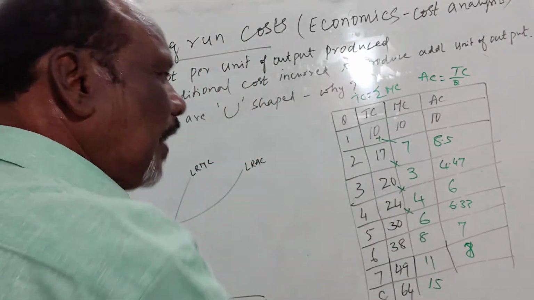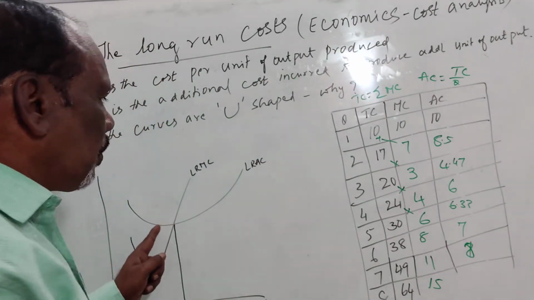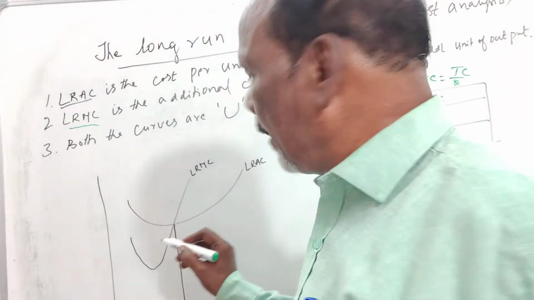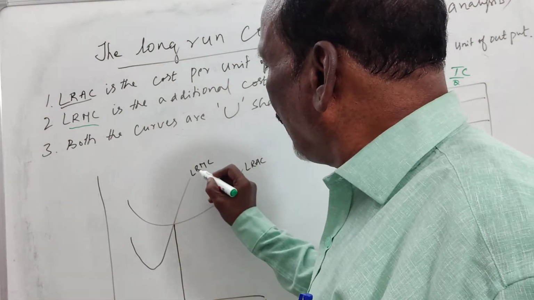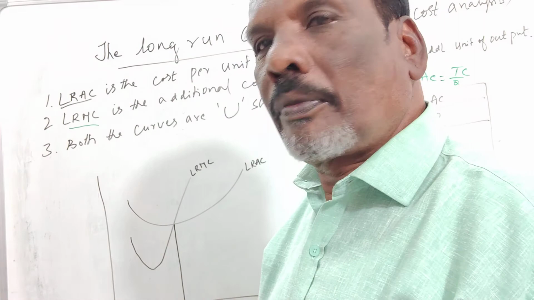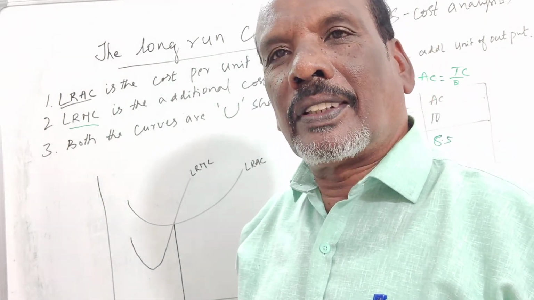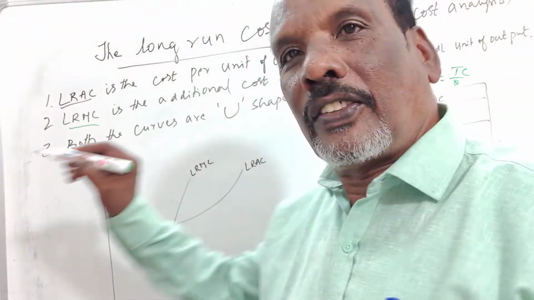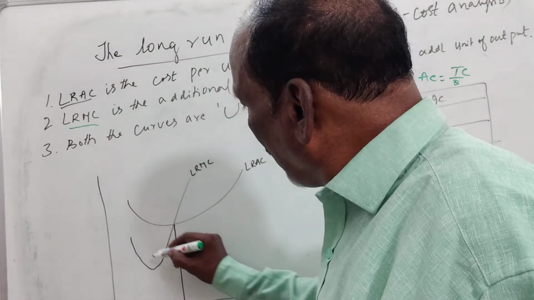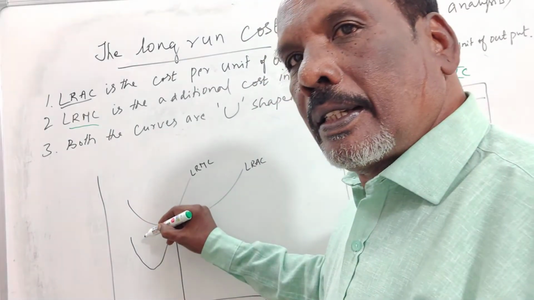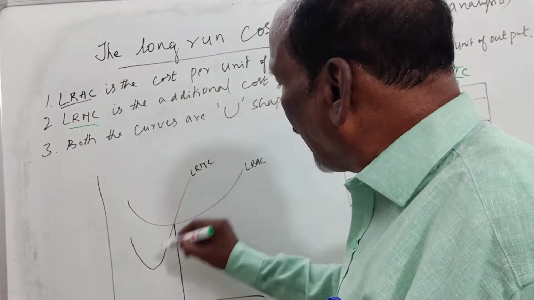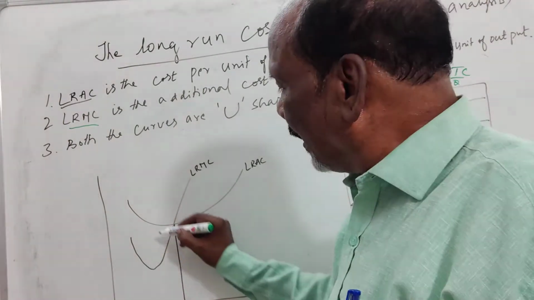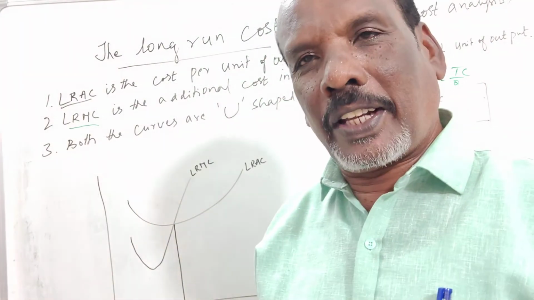So based on that table, we have drawn the two curves, that is LRAC, long run average cost, and long run marginal cost. How are they shaped? LRAC is U-shaped and LRMC is also U-shaped. And LRMC lies below LRAC, long run average cost. Why? Because it falls faster than average cost.